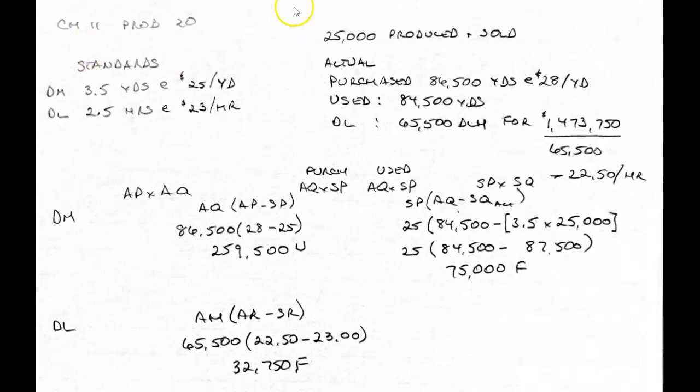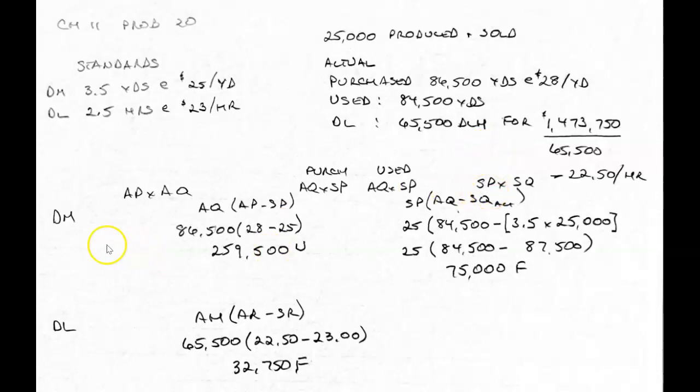Okay, so then I put out my basic formula. But what's a little bit different here is that we've got a difference between what was purchased and what was used for direct material. So you want to put two columns in the middle with the same AQ times SP, but the purchase relates to price variance and the usage relates to usage variance or efficiency variance.